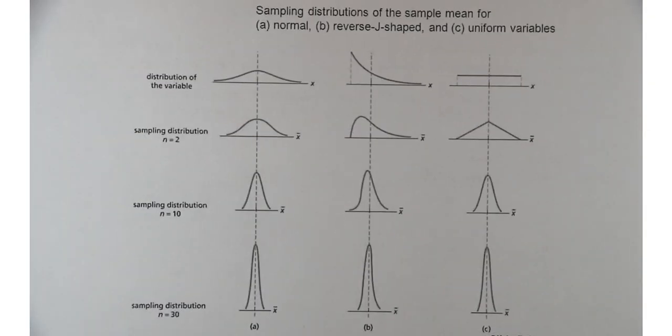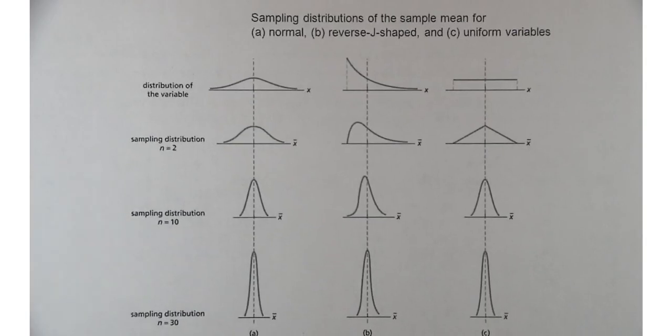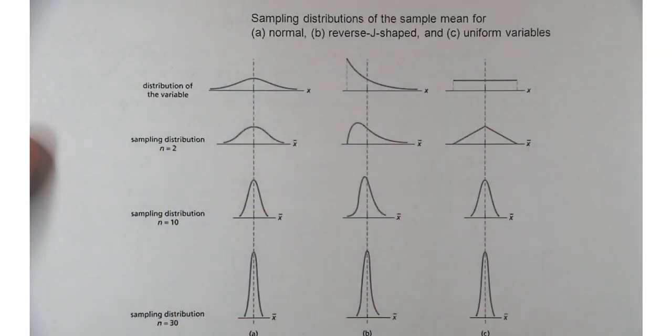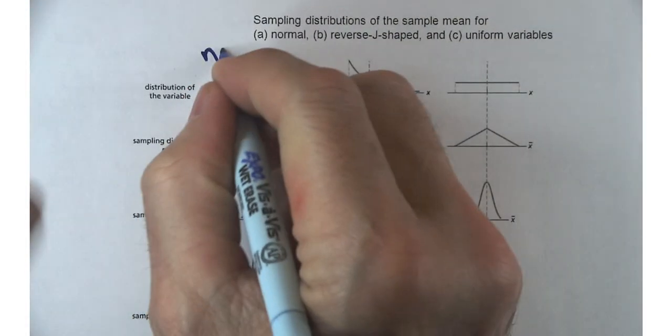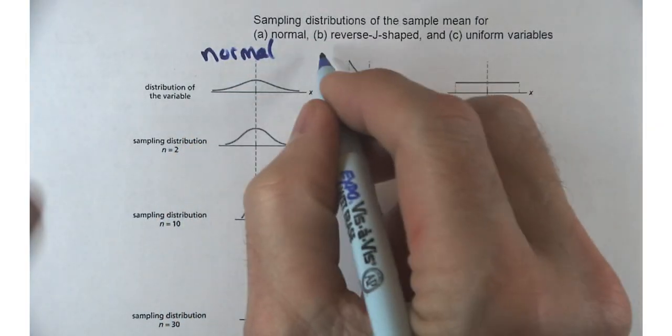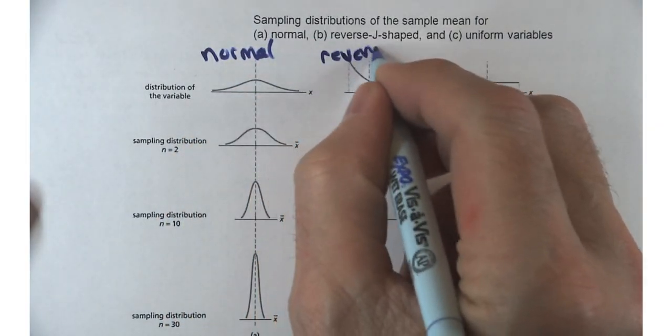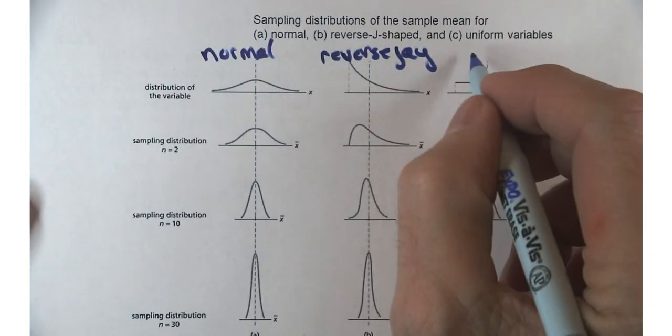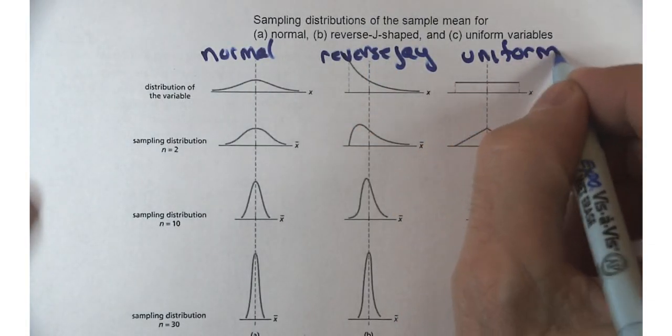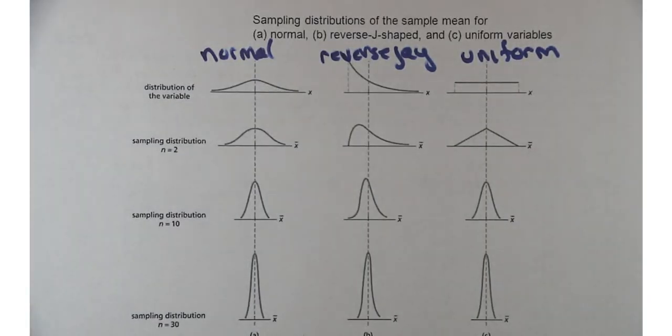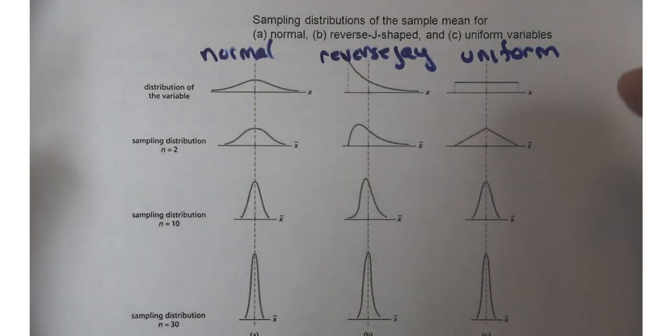All right. Let's flip things over to the back side. This is building towards section 6.4. We're going to start out with 3 distributions. One's a normal distribution, one's a reverse J, and the other one is uniform. It doesn't really matter so much what type of distribution you start out with. Something similar happens when you keep sampling from it.